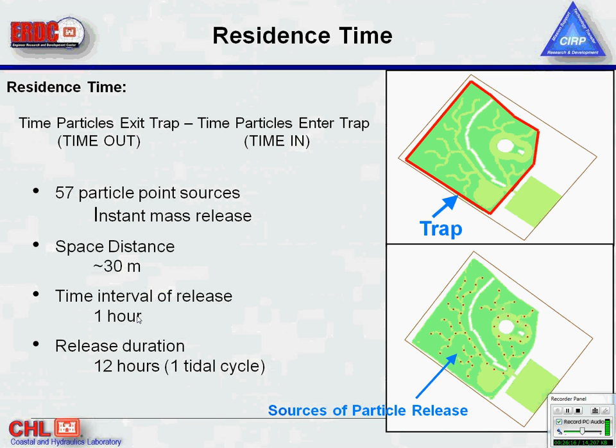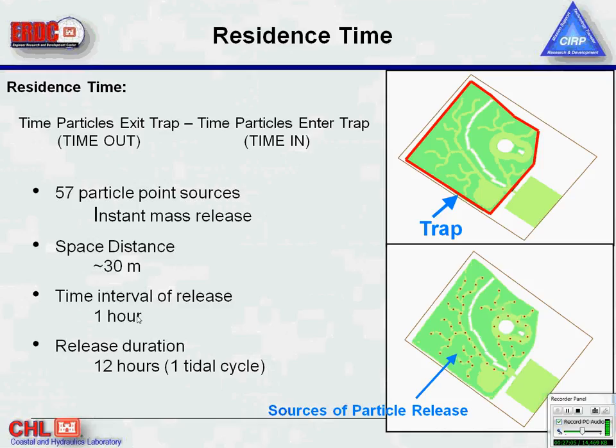And this is how we calculate the residence time for this small cell. And we have designed a trap surrounding the area, and then once you put a trap in the model, when you run PTM, it will generate a file called residence.out. So that file gives you each particle's enter and exit time for the trap. So after you finish the run, you can read that file and get the residence time directly from that file. So that's how we did it in this application.